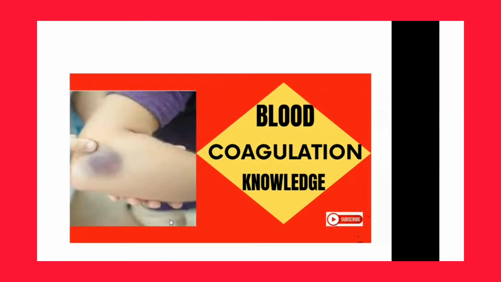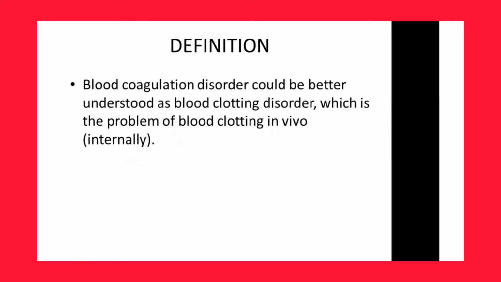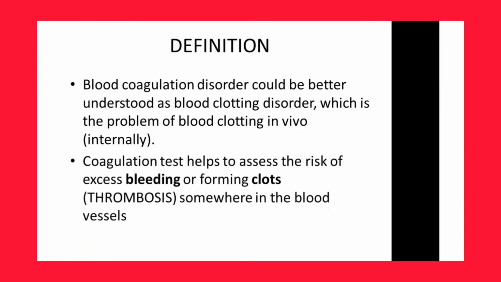Blood coagulation knowledge. The definition. Blood coagulation disorder could be better understood as blood clotting disorder, which is the problem of blood clotting in vivo. When we say in vivo, we are saying inside, the inside itself. A coagulation test helps to assess the risk of excess bleeding or forming clots, thrombosis, somewhere in the blood vessels. The clot moves from one area to the other. That is the problem with blood clots. And wherever it goes, it shows with symptoms, and you will get to know the symptoms as I expose them.